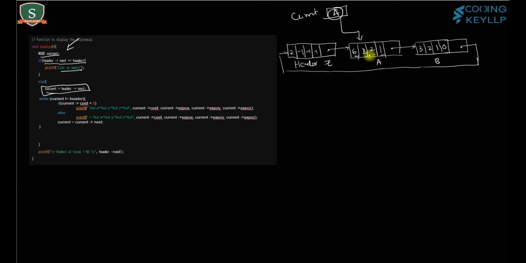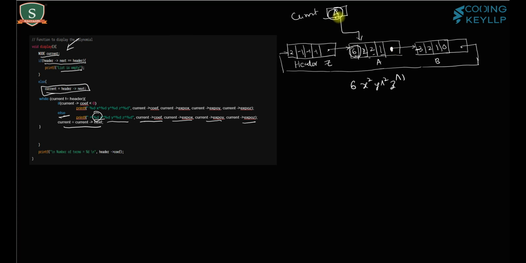Since 6 is a positive element, it comes to the else part. When it comes to the else part, what are we printing? 6 through the current coefficient, and power of x, power of y, power of z. If you observe this, what it prints is 6 x square y square z power 1. And if you have minus 3, 2, 1, 0 in the next node, what are we doing? Current is equal to current of next.